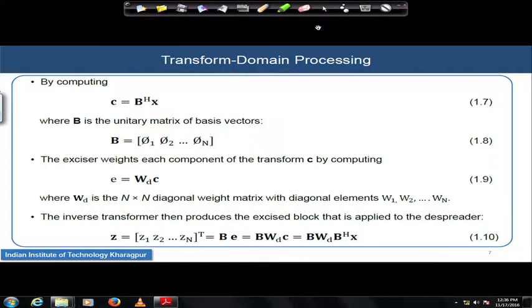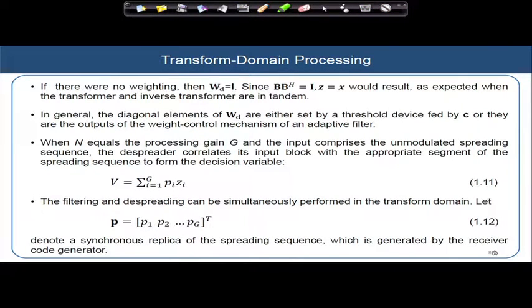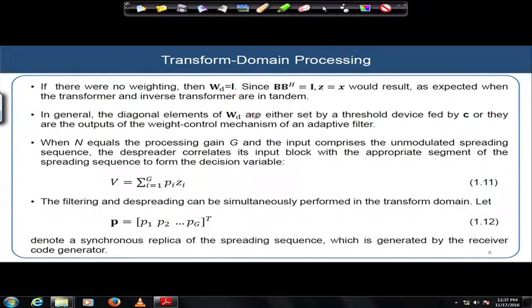And in order to achieve that, please remember that the transformer and the inverse transformer both must be in tandem. Now, in general, the diagonal elements of this matrix W d are either set by the threshold device fed by C, or they are the outputs of the weight control mechanism of an adaptive filter.